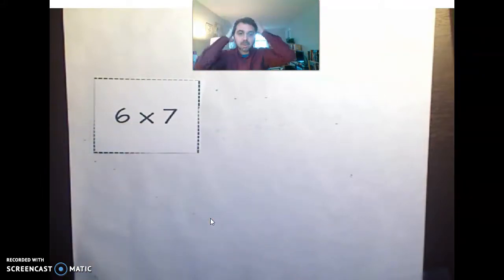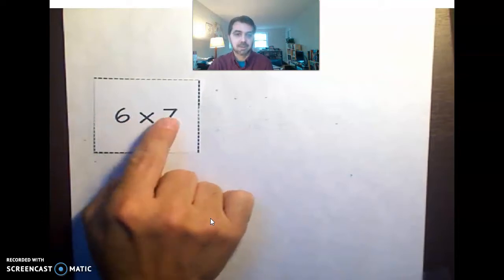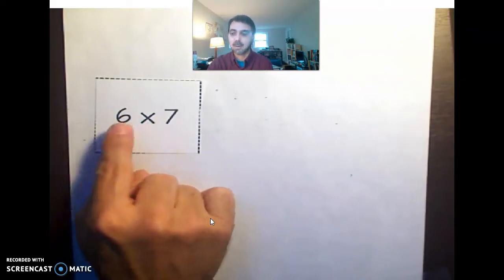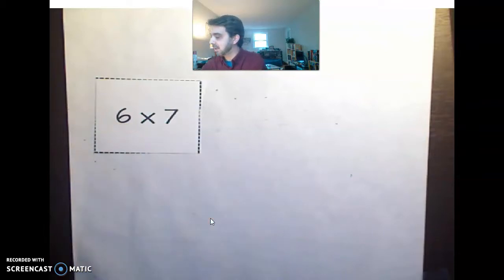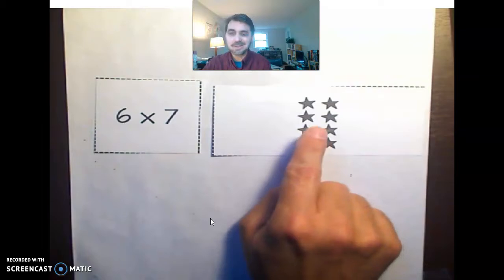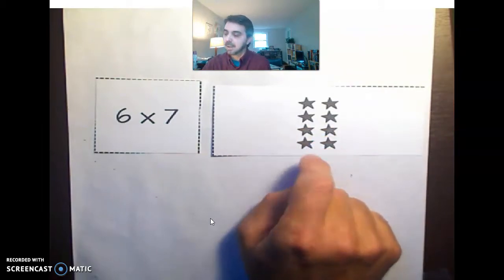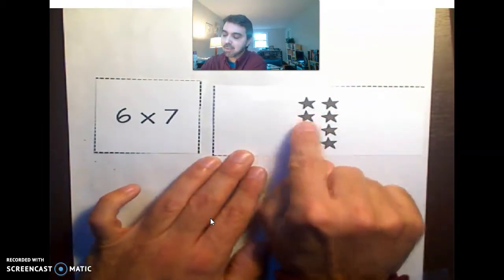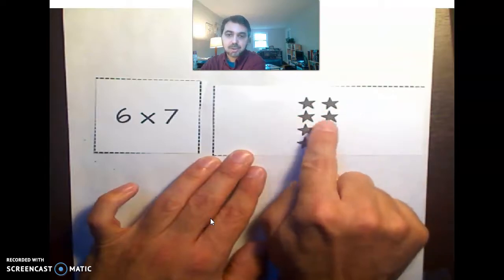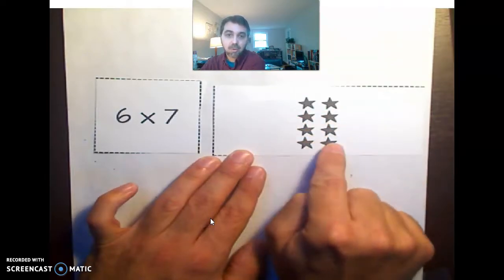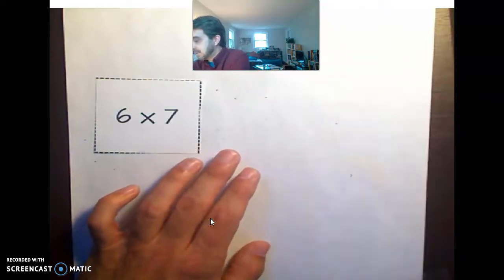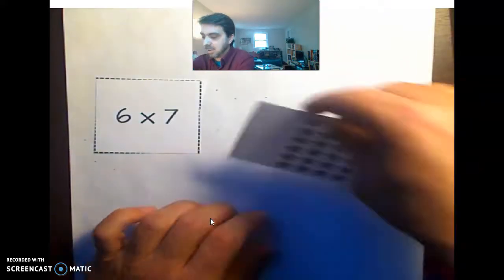Okay, so for example, this says 6 times 7. So that means 6 groups of 7. Now in this case, we are looking at arrays with stars. Now this is not 6 groups of 7 because in an array it would be 6 rows of 7. We have 1, 2, 3, 4 rows of 2 stars. So that would be 4 times 2.